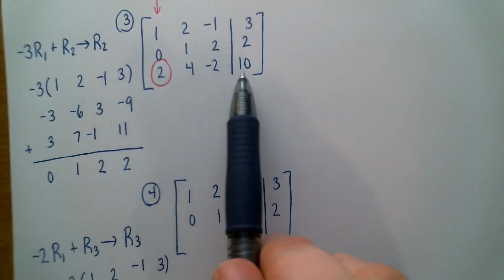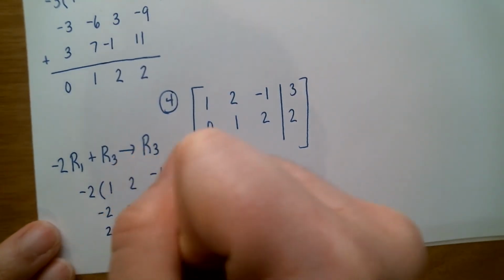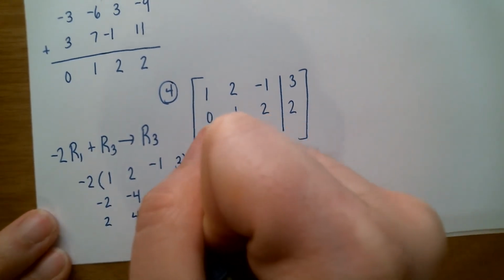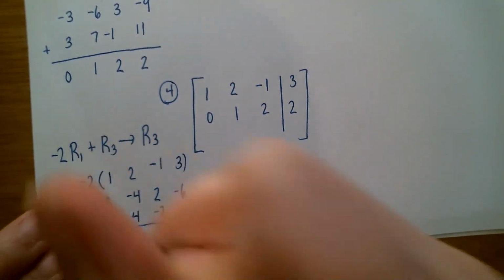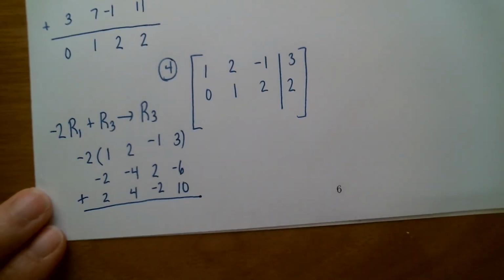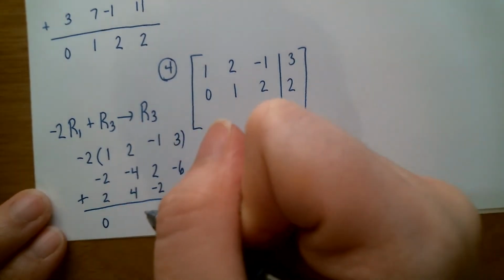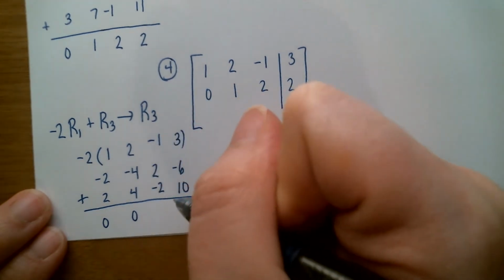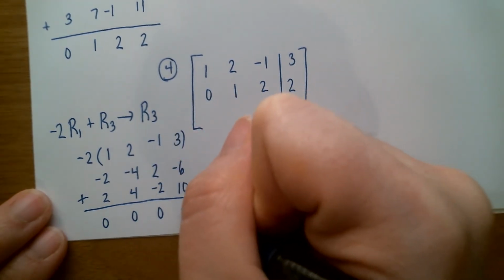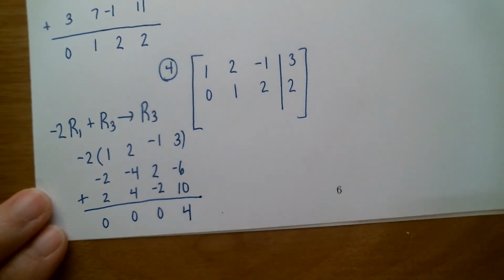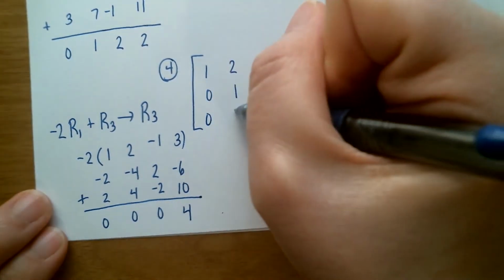Here's the third row. Okay, so 2, 4, negative 2, 10. Okay, and we're adding. Negative 2 plus 2 is 0. Negative 4 plus 4 is 0. 2 minus 2 is 0. Negative 6 plus 10 is positive 4. Okay, that's your new third row.